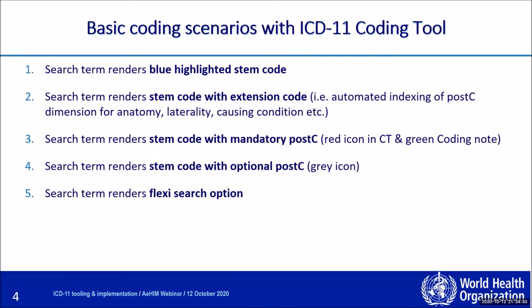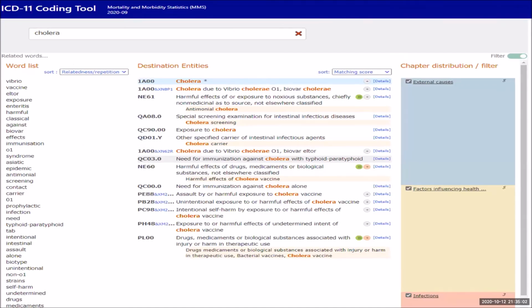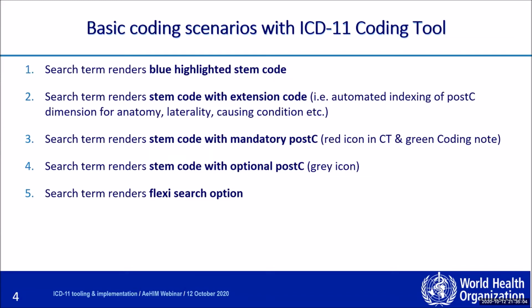Now, when we are talking about basic coding scenarios using the ICD-11 coding tool, you're looking at these 5 subtypes. Sometimes when you search with a term, it renders a blue highlighted stem code, just as you saw here with cholera, which means that we are pretty sure that this is the correct code. In that case, cholera not otherwise specified.